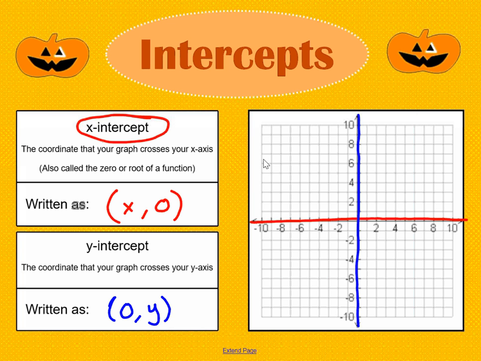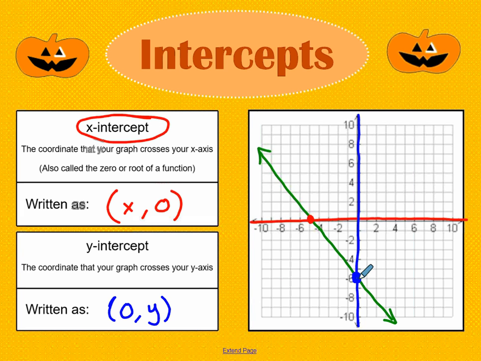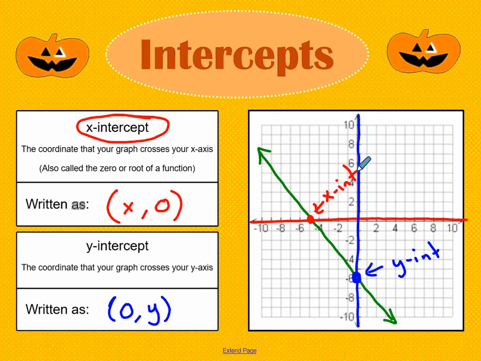It would look something like this. Let's say we had a line going like so. Your x-intercept would be right here, and your y-intercept would be right there. So that's your y-intercept. That's your x-intercept. Now, you will not always have a graph to be able to do this, so it is important that we do know how to find intercepts without having to graph them.